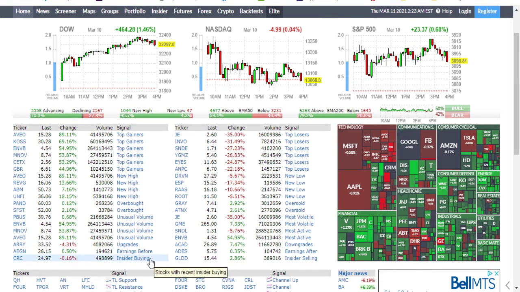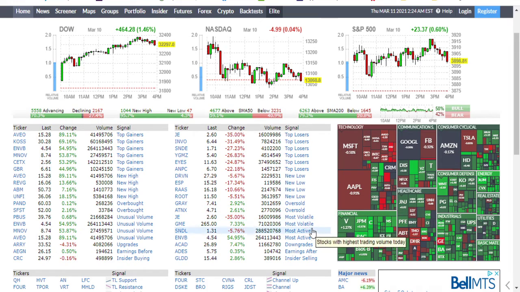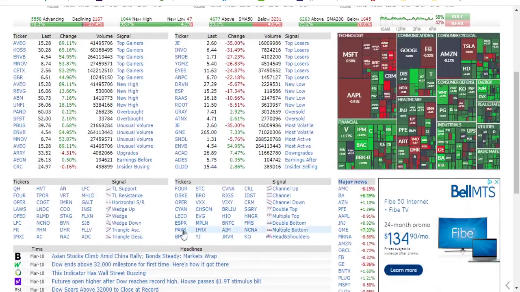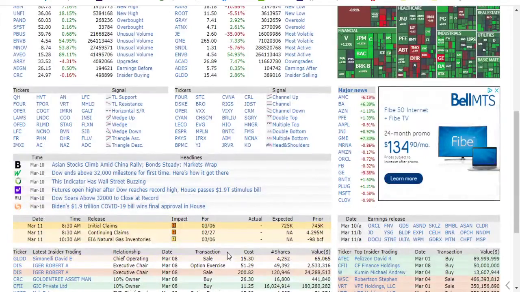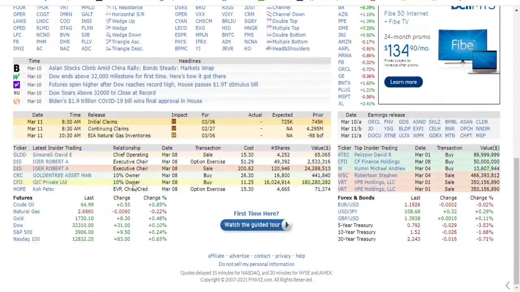There's also been some insider buying here. There's some top losers, some new lows, oversold, etc, etc. There's some stocks that have hit support, resistance, etc. Different double top, multiple top, double bottom, stuff like that. It also shows headlines. There's news, shows release times for expected earnings, I believe. Right here, earnings release. So if these are some stocks you might want to watch if you want to play the earnings. It's a bit more advanced stuff.